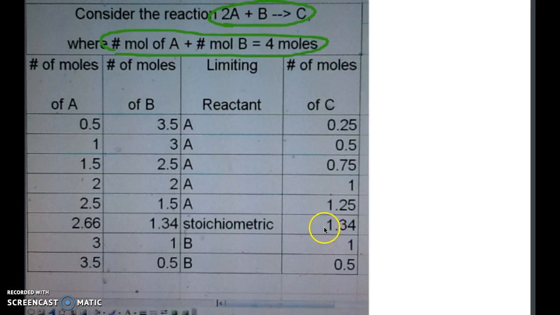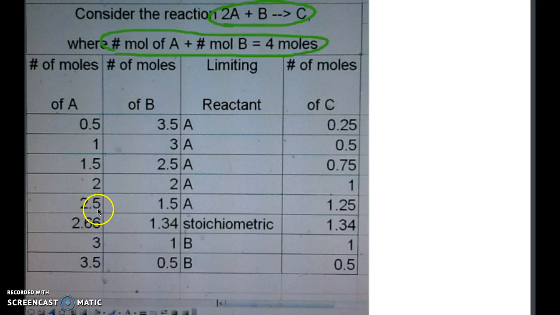That turns out to be the point that we're looking for, because if you look at the number of moles of A and B here, 2.66 to 1.34, we can reduce this to whole numbers, and that ends up being 2 to 1. Why is 2 to 1 so important? Because 2 to 1 also happens to be the coefficients for A and B.